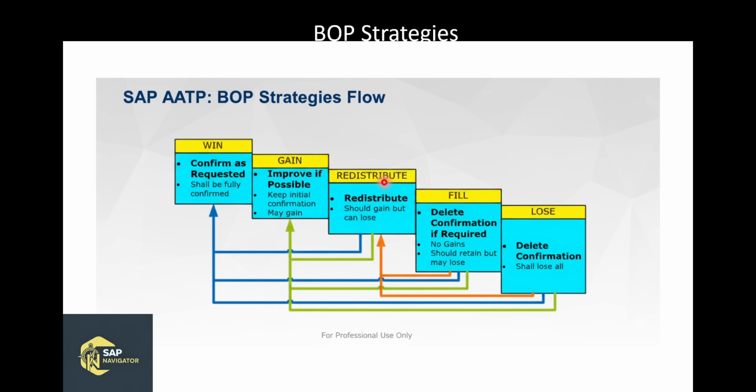Okay, redistribute. The name itself is indicating redistribute. So it will redistribute the quantity to the different category orders. Based on the requirement, these redistribute sales orders will give quantity to gain or win.